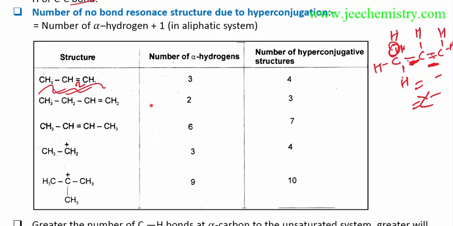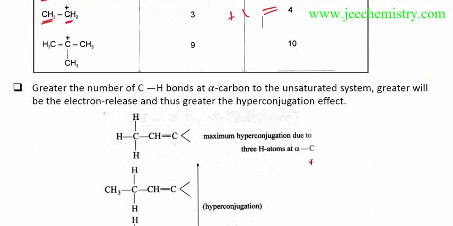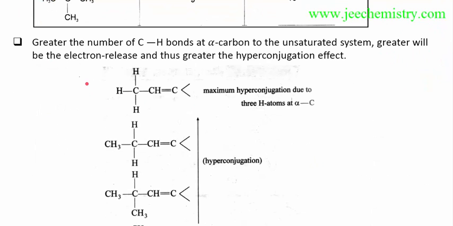The number of hyperconjugating structures will be the number of alpha hydrogens plus 1, equal to 4. Here there are 2 hydrogens, so 2 plus 1, 3 structures. This has a double bond, with 3 hydrogens and 3 hydrogens, 6 hydrogens plus 1, 7 hyperconjugating structures. This carbocation has 3 hydrogens, 3 hyperconjugating structures plus 1 equal to 4. This structure is also counted as a hyperconjugating structure. This has 9 hydrogens, so 9 plus 1, 10 structures. In this way we can find the number of hyperconjugating structures.